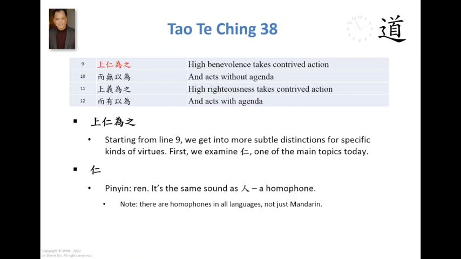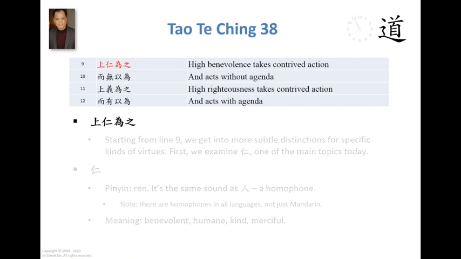The meaning of 仁. What is it? It means benevolent, humane, kind, merciful. And as I said before, it means being nice. So how do we explore this concept of benevolence? Let's continue.